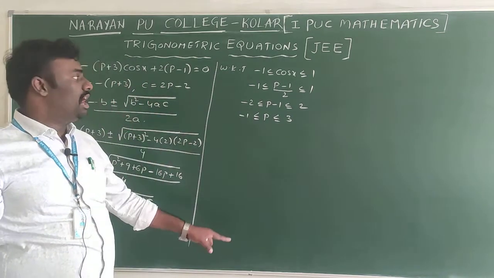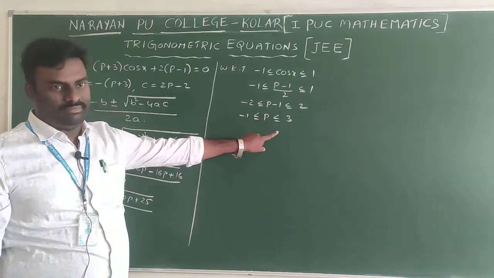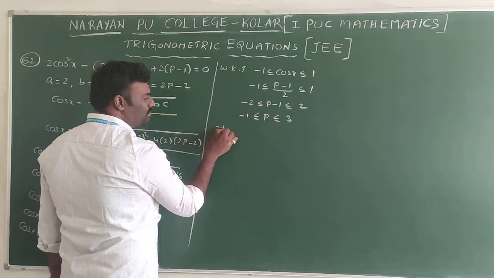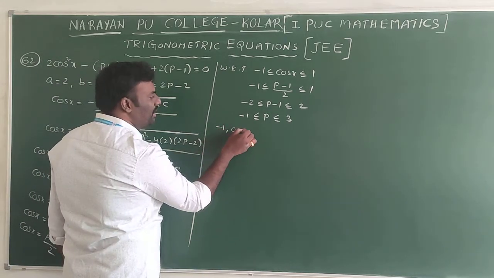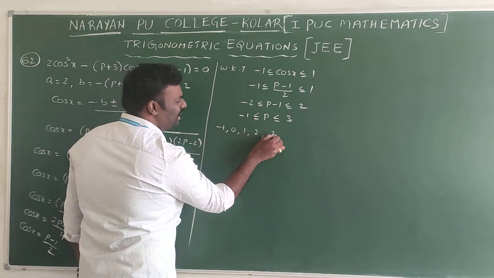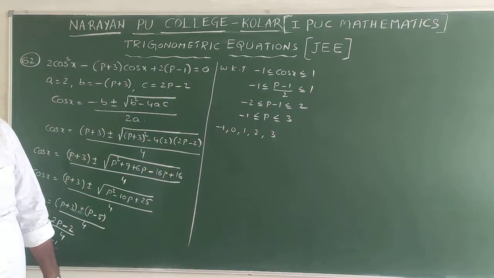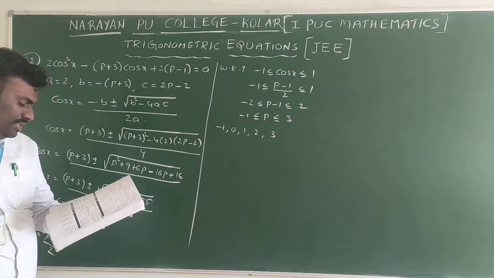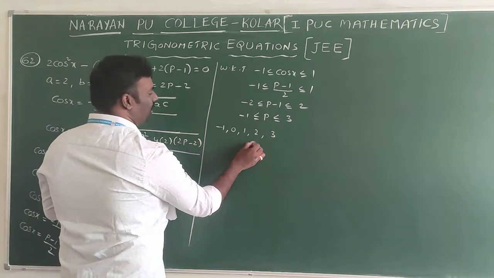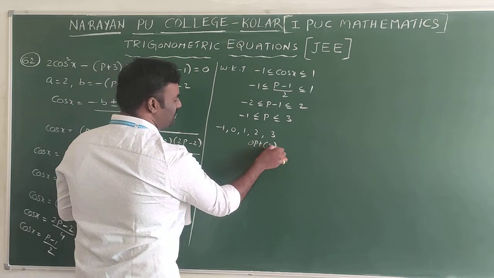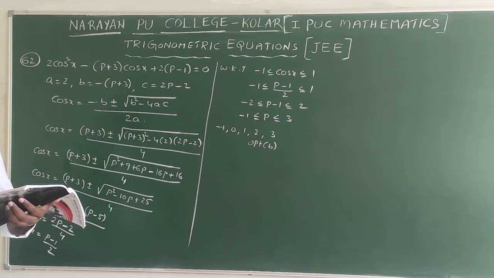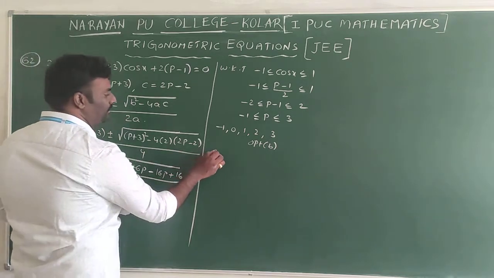Here we require how many integral values of p, means how many integers exist. The integers are minus 1 included, 0 included, 1 included, 2 included, 3 included. Totally, the number of integral values of p is 5. That is nothing but option B, the correct answer. Next, we will discuss 63.